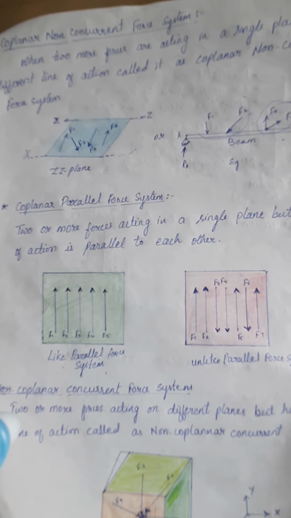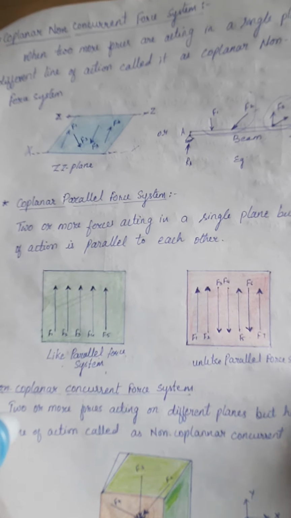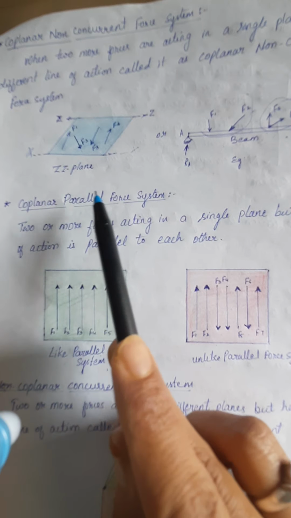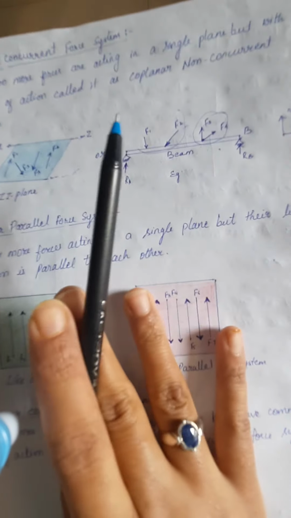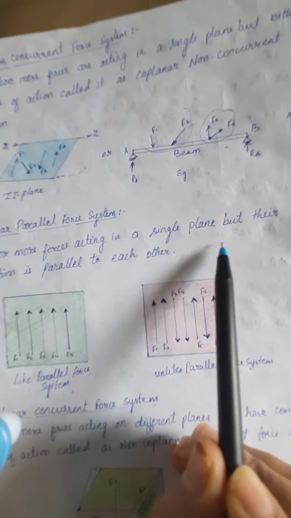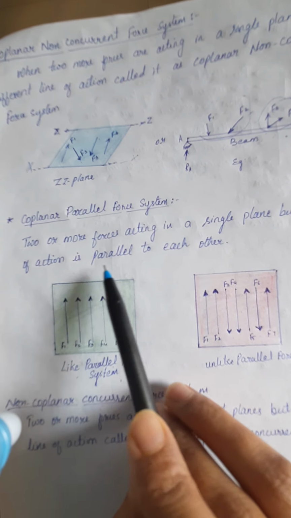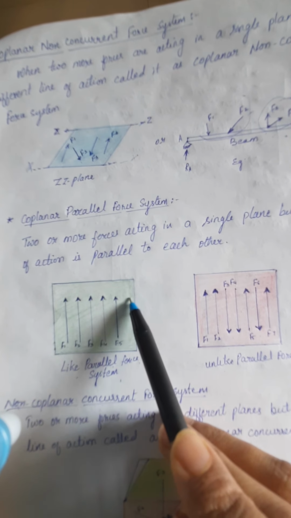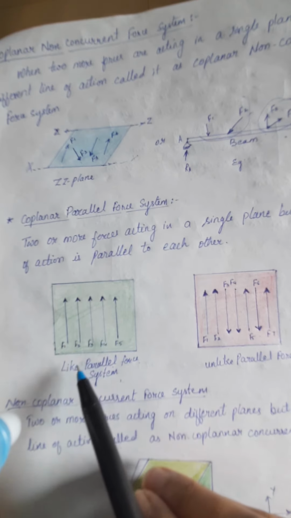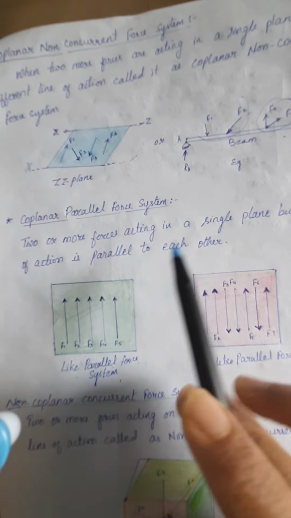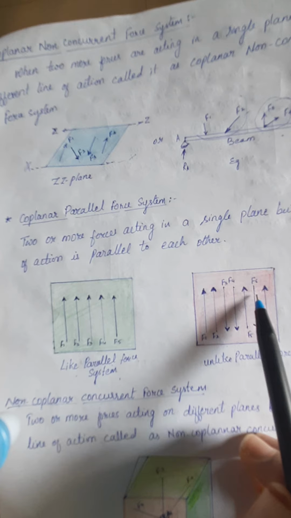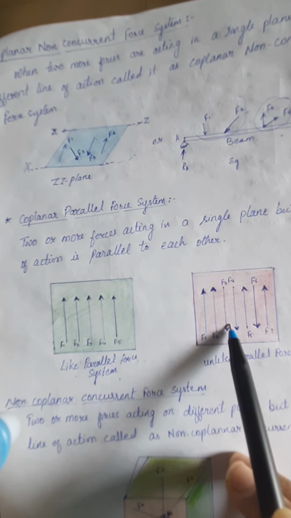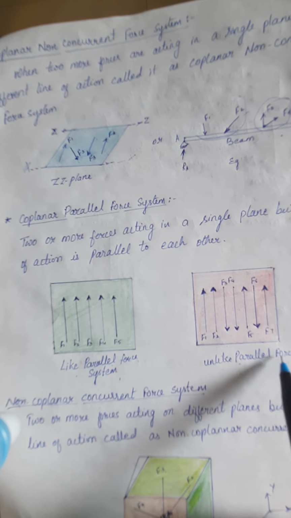Next we have the coplanar parallel force system. Again, coplanar means common plane, and parallel means the forces are parallel to each other. We can define it as 2 or more forces acting in a single plane but their lines of action are parallel to each other. Here in the figure, when all the forces are acting in a single direction, we will call them like parallel forces. When the directions of the forces are different from each other, here we have two directions, one upwards and another downwards, in such a case we'll call them unlike parallel forces.